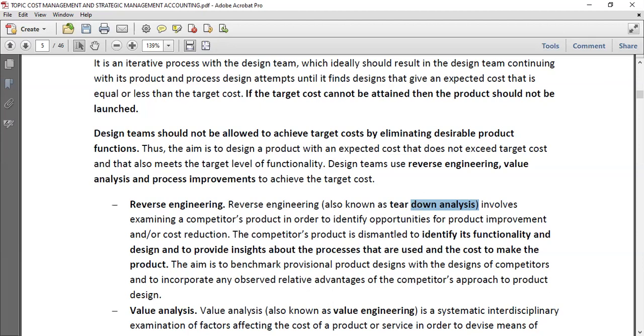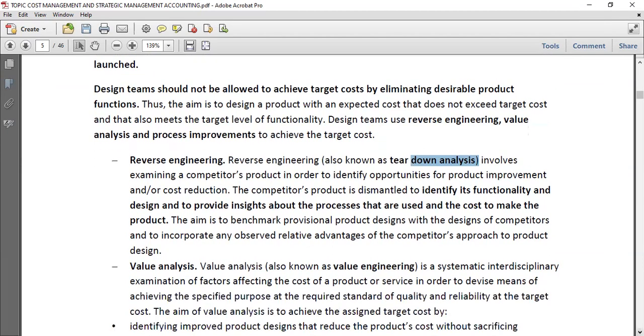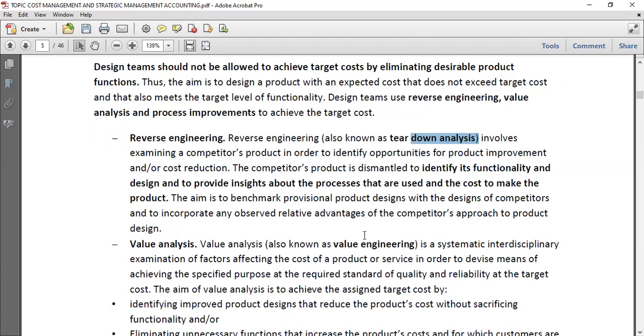Now, very similar to that is value analysis, which is also called value engineering. Sometimes they call it value chain analysis. This is a systematic interdisciplinary examination of factors that affect the cost of the product or service, in order to devise means of achieving the specified purpose at the required standard of quality and reliability at the target cost.